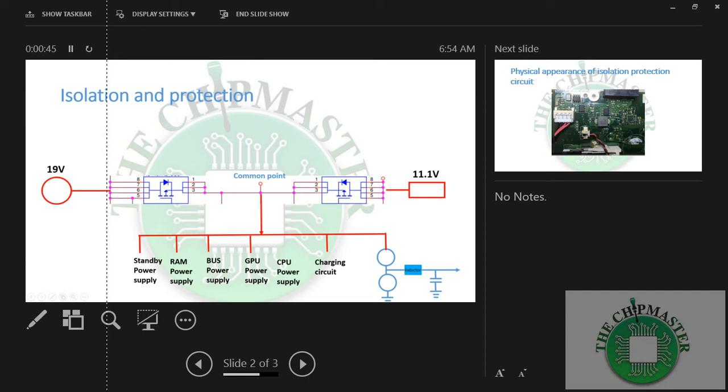And this is the inductor to charge. The upper and lower MOSFET is a PWM circuit, upper and lower MOSFET, and the inductor and a filter capacitor, right.